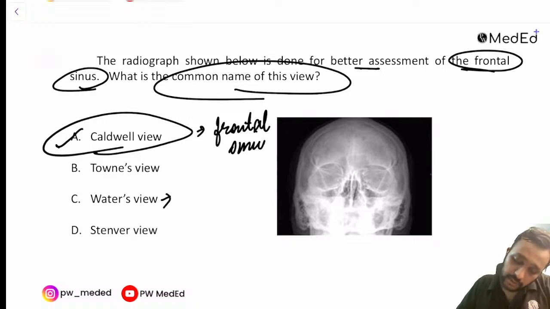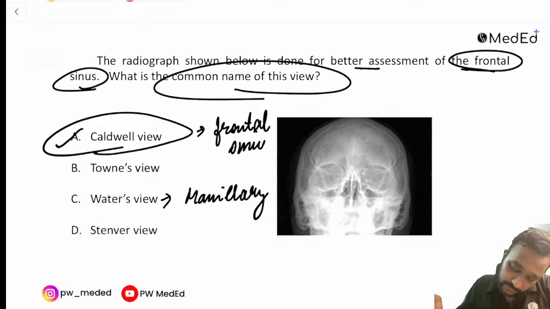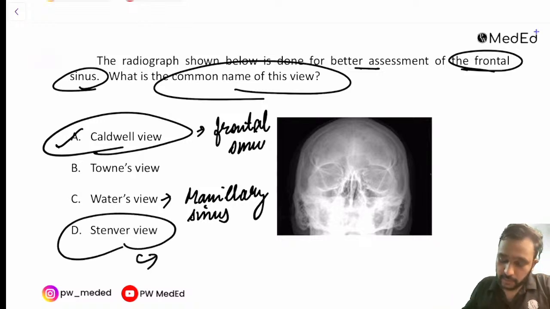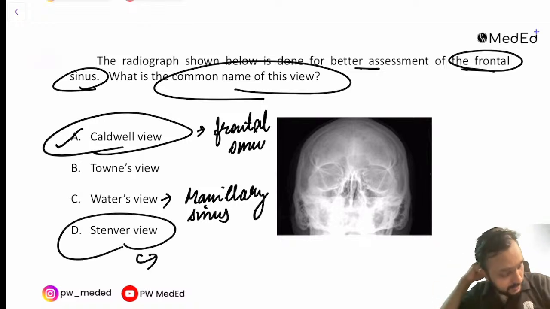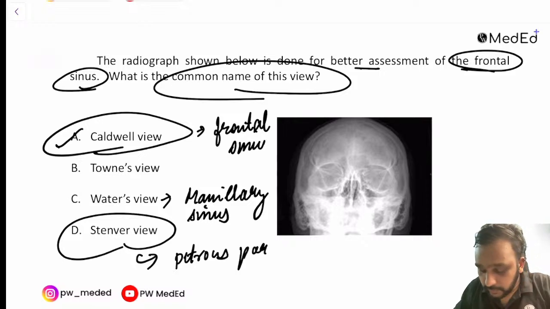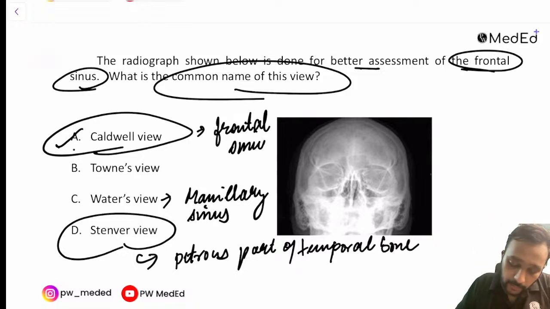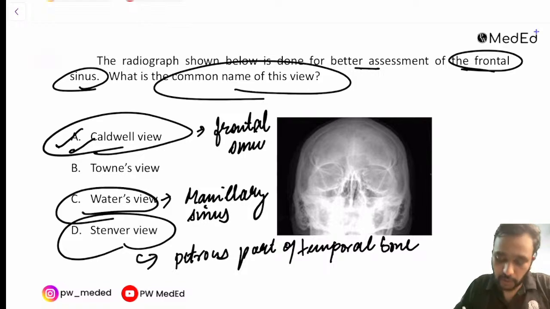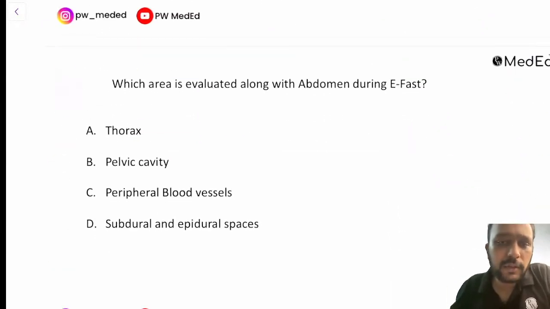And if we talk about Waters view, this is done to better visualize your maxillary sinus. And if we talk about Stenver's view, this is done to better visualize your petrous part of temporal bone. Right? So the most important are your Caldwell view and your Waters view, which you guys should remember.